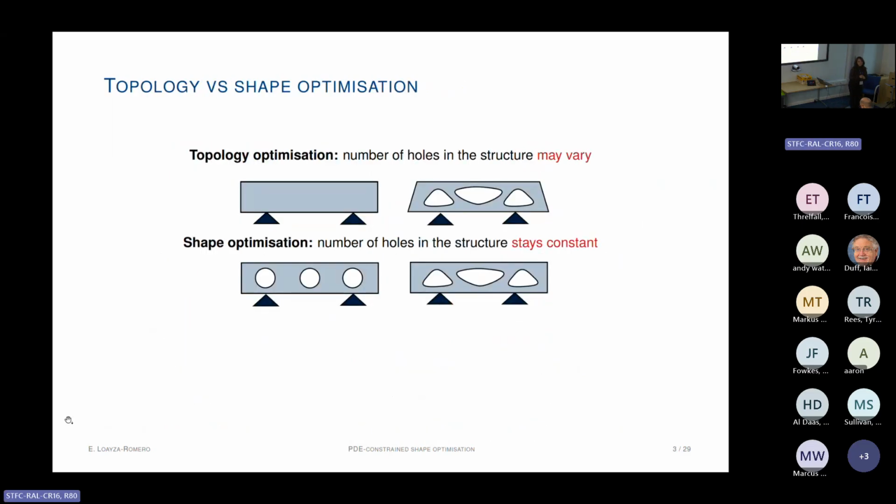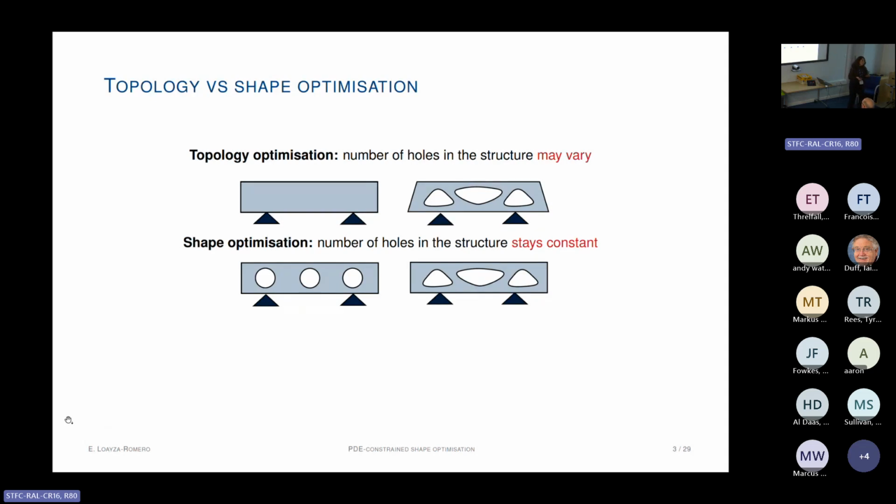I like to start with this disclaimer in the sense that, at least in the community, sometimes these terms get confused, and there is a difference between topology and shape optimization. You're probably very familiar with this, but I still want to mention it. Topology optimization means that we are allowing our structure the creation of inclusions or holes, as you can see, for example, in the upper image.